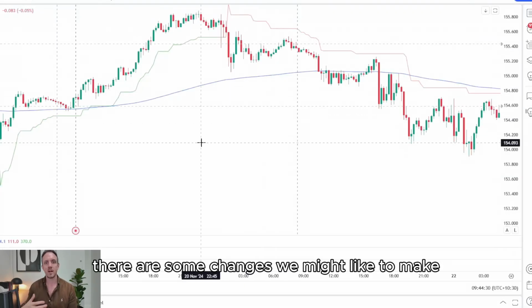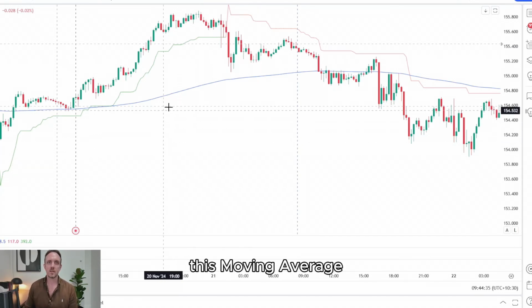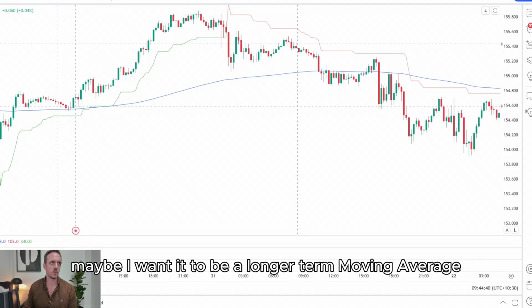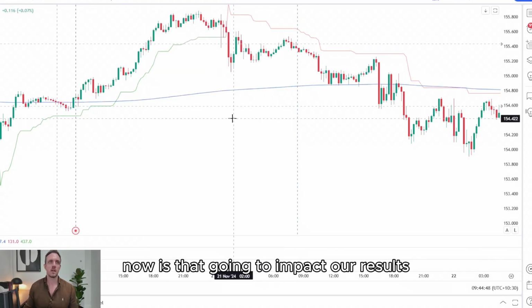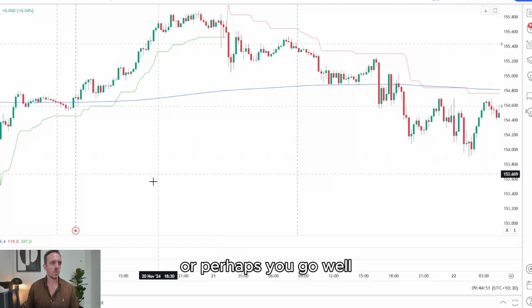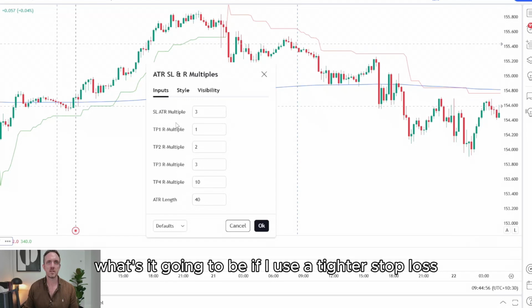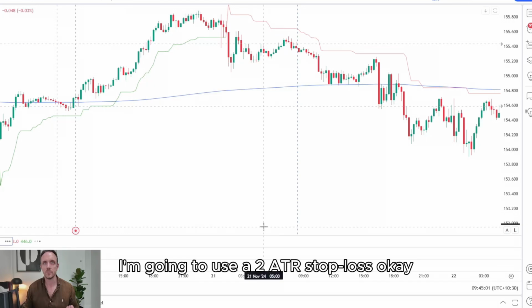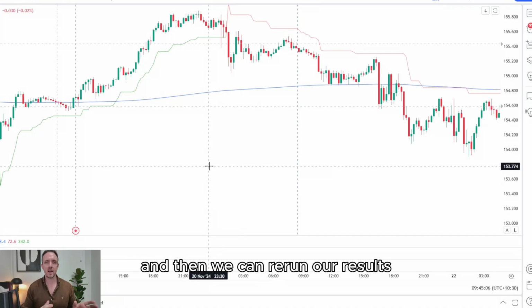There are some changes we might like to make, for example. So if you wanted, you might say, oh, well, this moving average filter is not really working for me. Maybe I want it to be a longer term moving average. So you might change the moving average length. Okay, now is that going to impact our results? Or perhaps you go, well, what's it going to be if I use a tighter stop loss? So instead of using a 3 ATR stop loss, I'm going to use a 2 ATR stop loss. Okay, we add these different rules in, and then we can rerun our results.